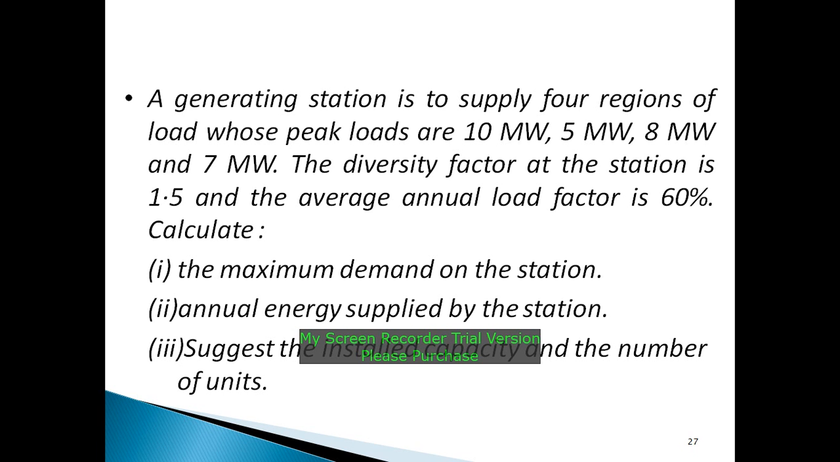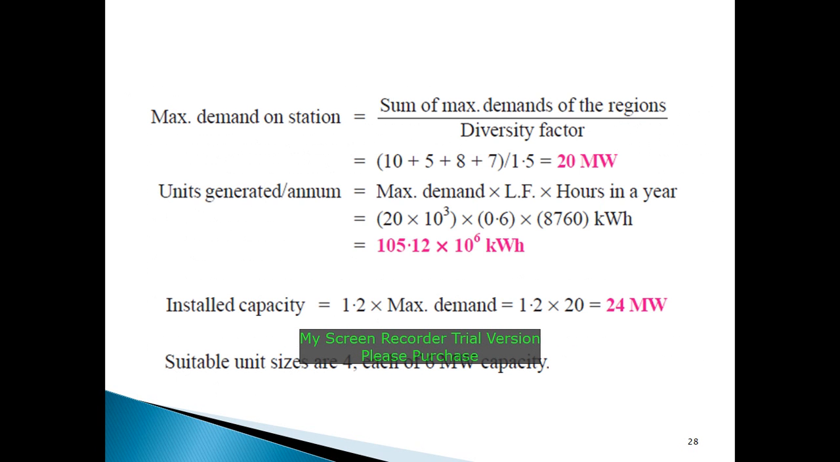And the average annual load factor is 60%. Calculate the maximum demand on the station, annual energy supplied by the station, and we are asked to suggest the installed capacity and the number of units. So maximum demand on the station is the sum of maximum demands of the regions divided by diversity factor. So (10 + 5 + 8 + 7) divided by 1.5, which is 20 megawatt.